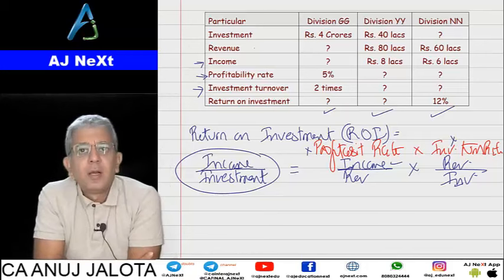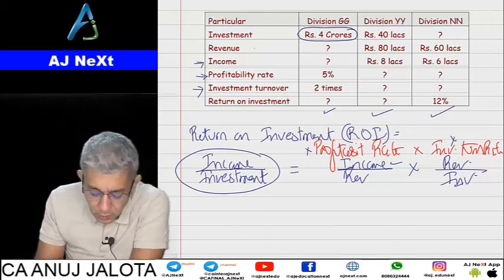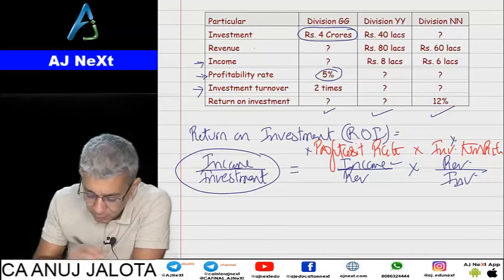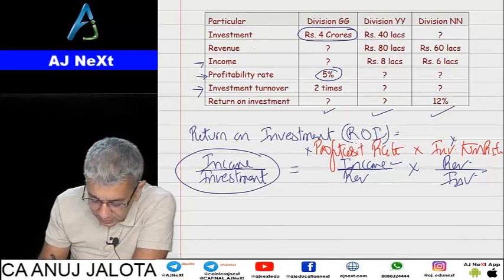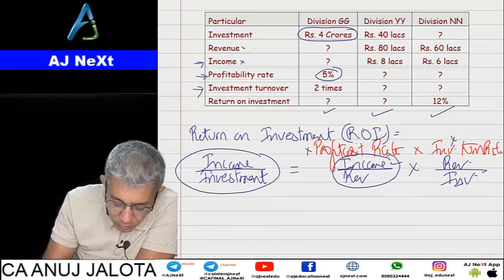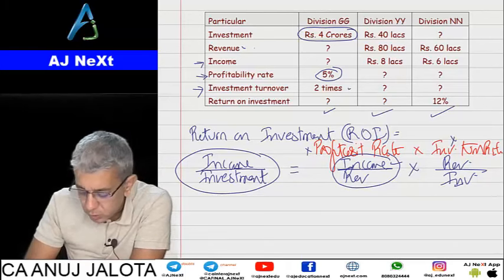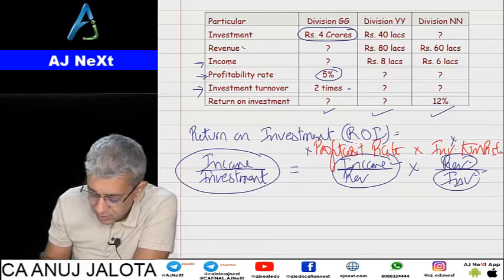Listen, investment is 4 crores. You have the profitability rate, but what is the profitability rate? Income upon revenue. You don't have income, you don't have the revenue. So forget it. What data do you have? Investment turnover is 2 times. So therefore, revenue upon investment will be 2 times.